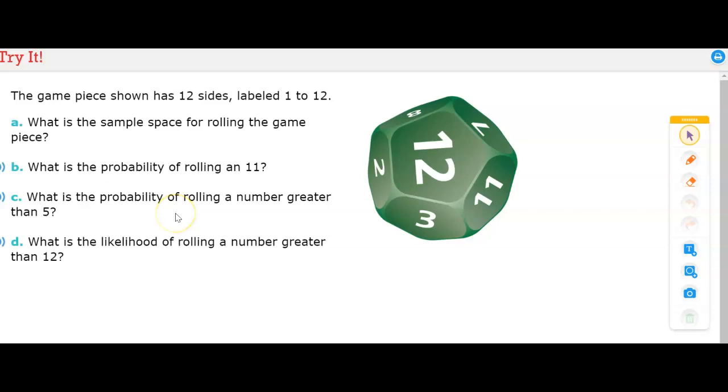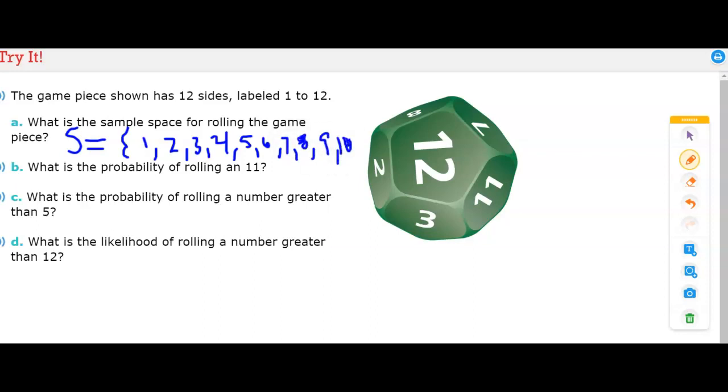The game piece shown has 12 sides labeled 1 to 12. Part A. What is the sample space for rolling the game piece? So the sample space for rolling the game piece would look like S for sample space, and then you have 1, 2, 3, 4, 5, 6, 7, 8, 9, 10, 11, and then 12. That will be your sample space.